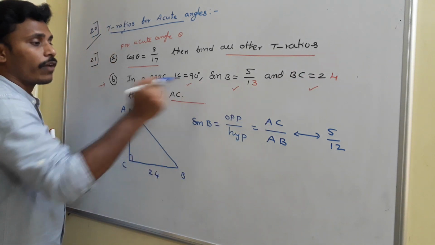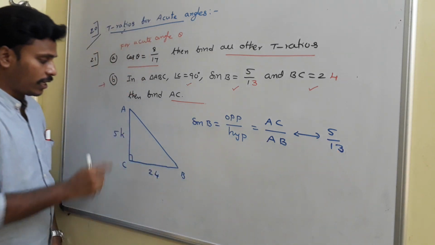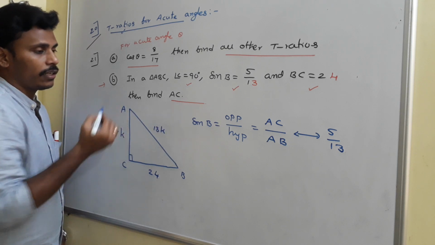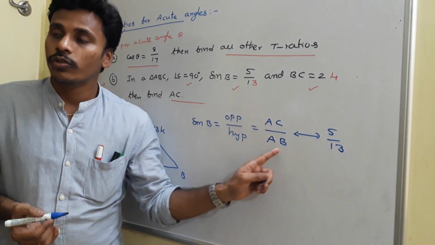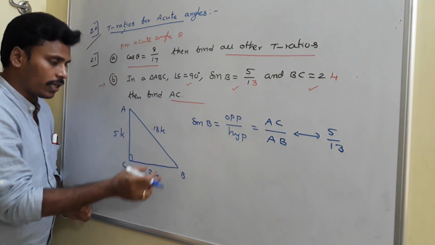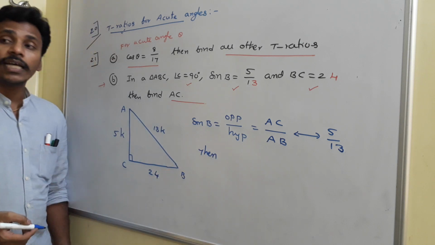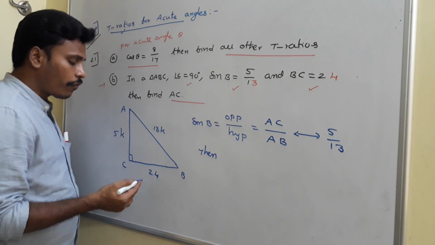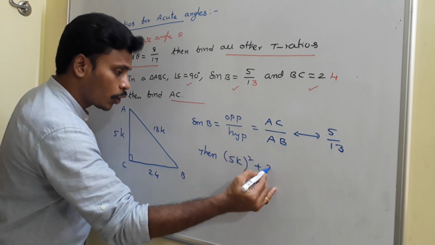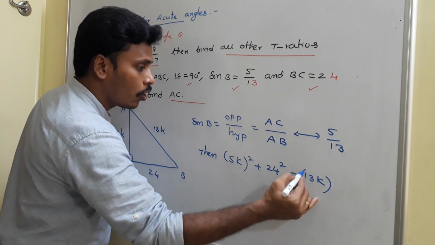Since sine B is 5 by 13, AC by AB is 5 by 13. In the sense, AC length is 5K whereas AB length is 13K, because the ratio between these two sides is 5 by 13. Now this is 5K, this is 13K, this is 24. Then by the Pythagorean result, sum of the squares of the sides, 5K square plus 24 square is equal to 13K whole square.